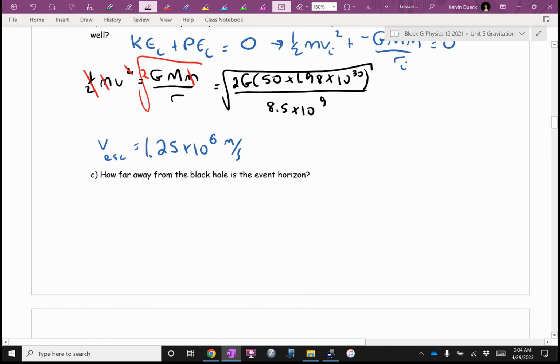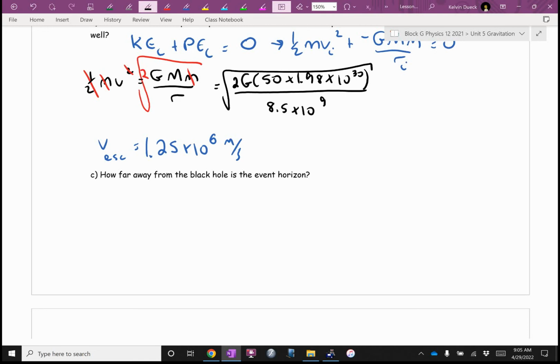Now that we know how to do escape velocity, we can start to talk and analyze black holes a little bit. George, what does C want me to find? The event horizon. What's the event horizon? That's the spot where the black hole starts becoming a black hole. If you're further away from that, then escape velocity is less than the speed of light. If you're closer, escape velocity is more than the speed of light. Can anything go faster than the speed of light? In other words, once you're past there, you ain't coming out. This is the event horizon. This is the spot where there's no coming back.